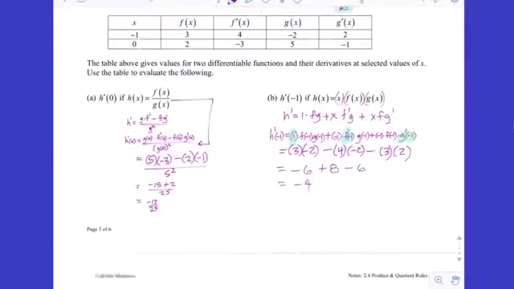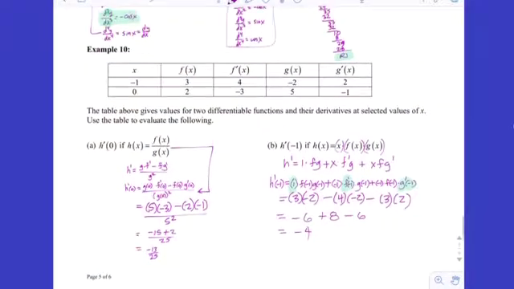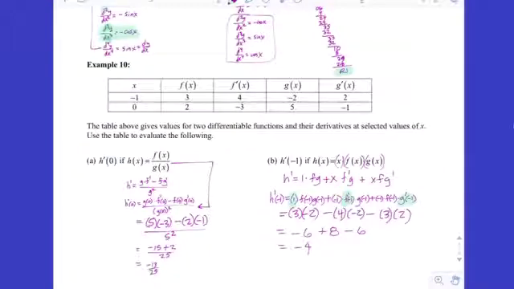Feels a lot better. All right. So any questions on that? Taking numerical derivatives, or taking symbolic derivatives and then plugging in to get numerical answers.